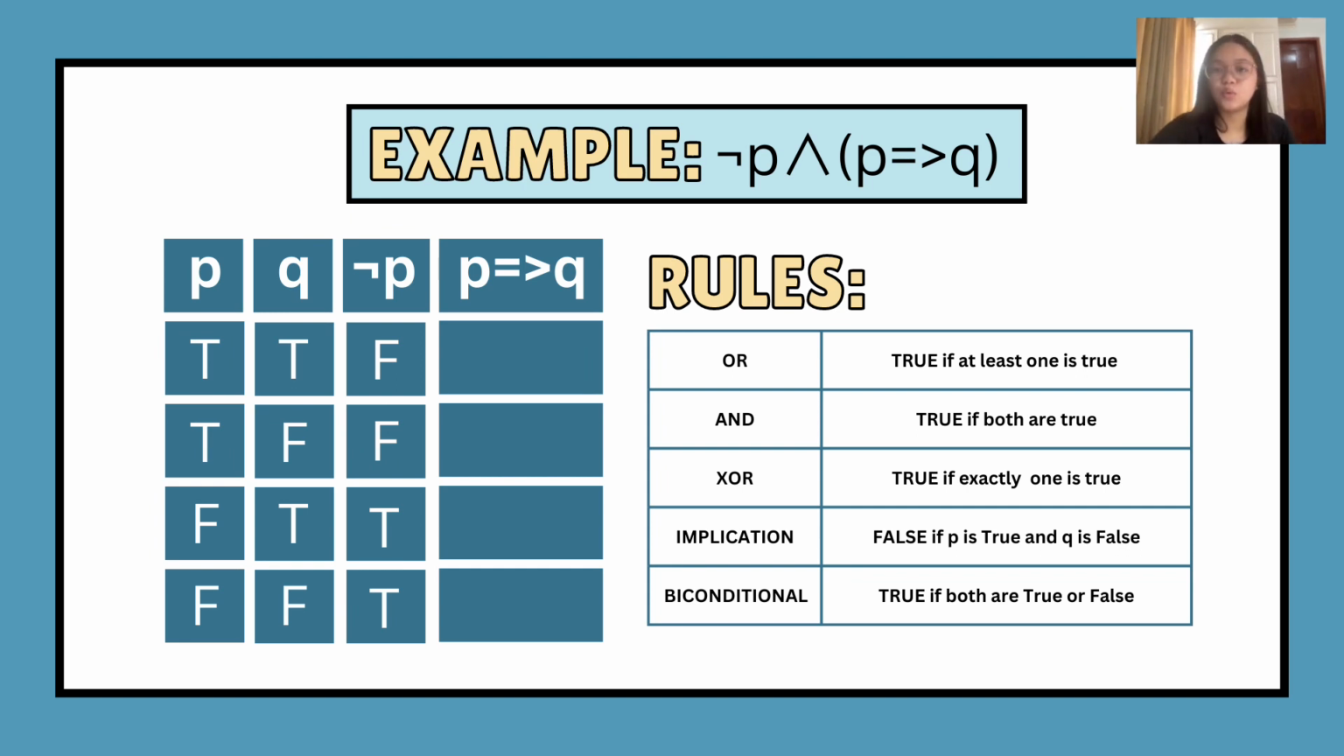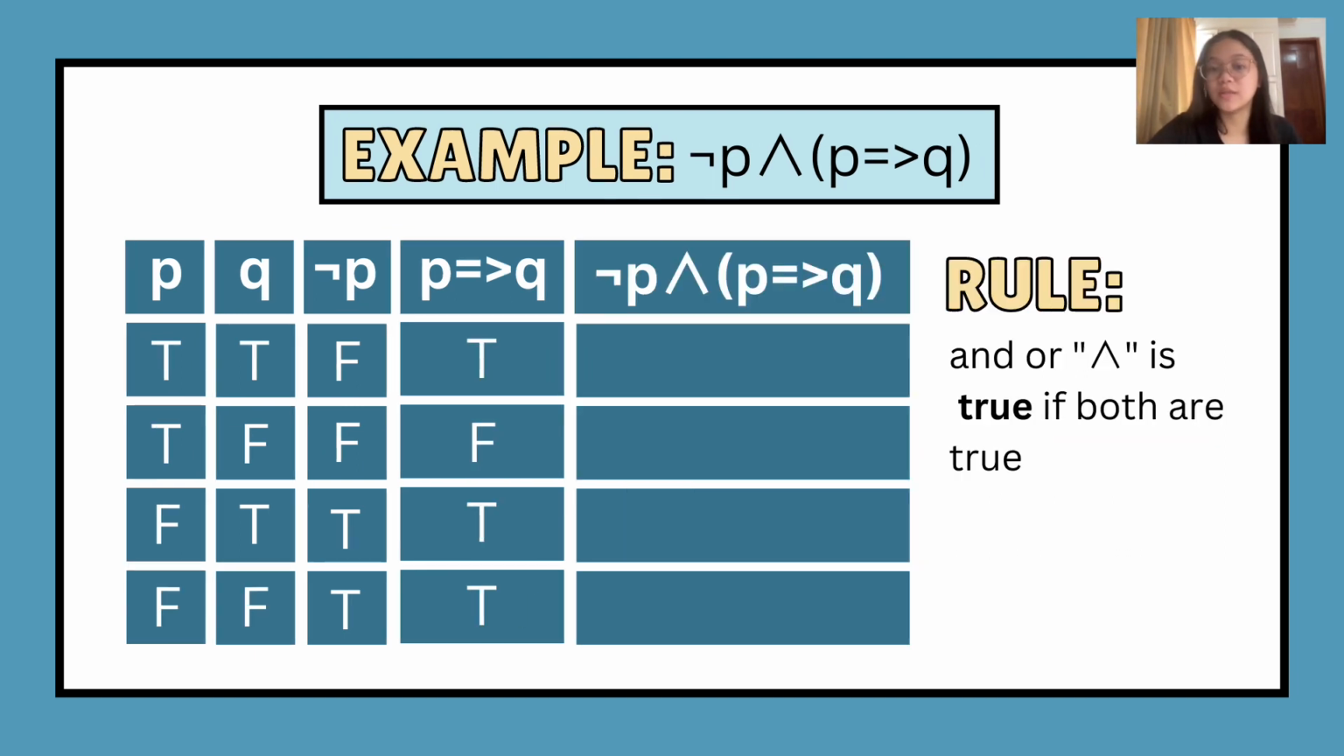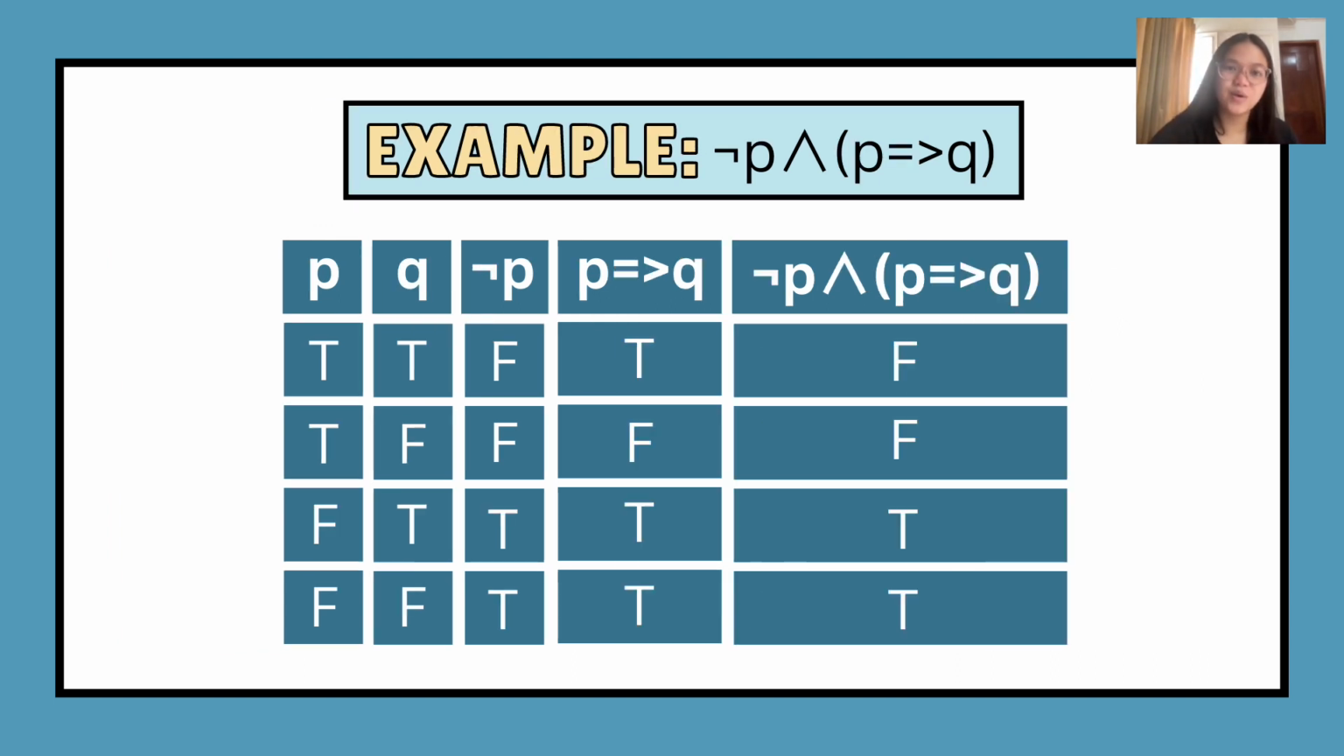And if we follow the rule of the implication, only the second row is false, while the rest are true. Lastly, we combine. And because its propositional connective is AND, it is true if both are true, which means only the third row and fourth row is true and the rest are false. And there you have it. You have your truth table.